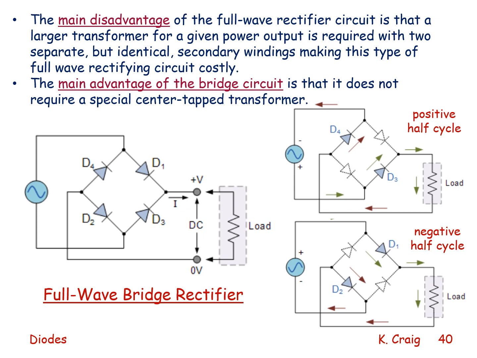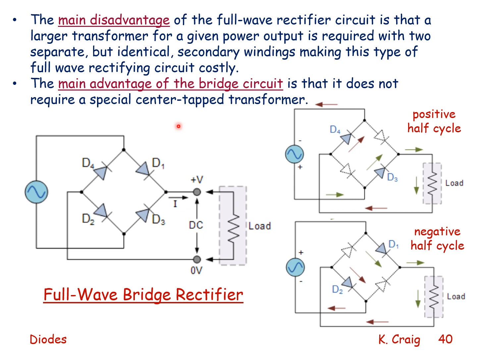The main disadvantage of the full wave rectifier circuit is that a large transformer for a given power output is required with two separate but identical secondary windings, making this type of full wave rectifying circuit costly.